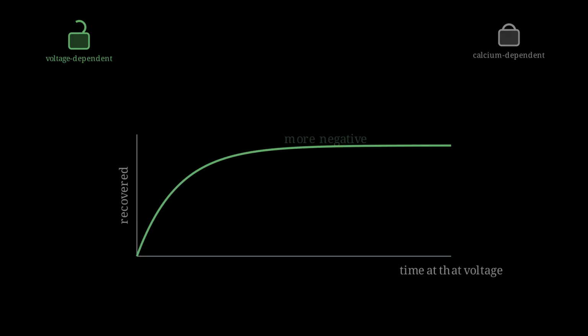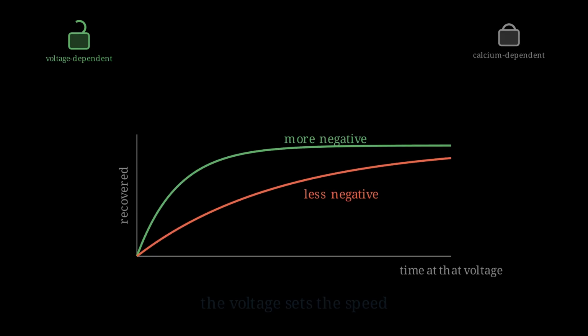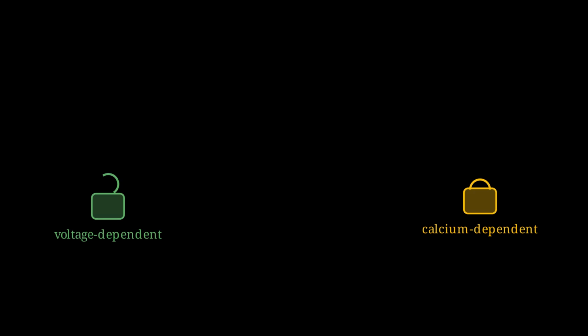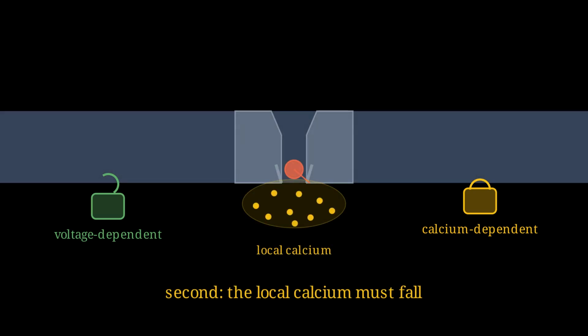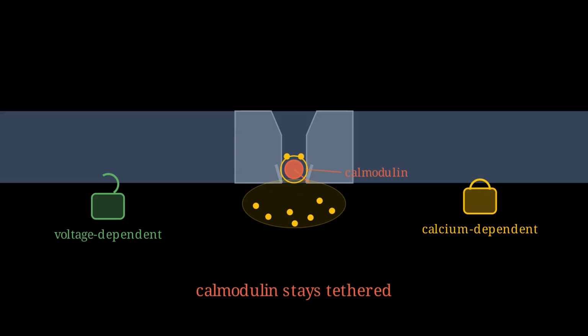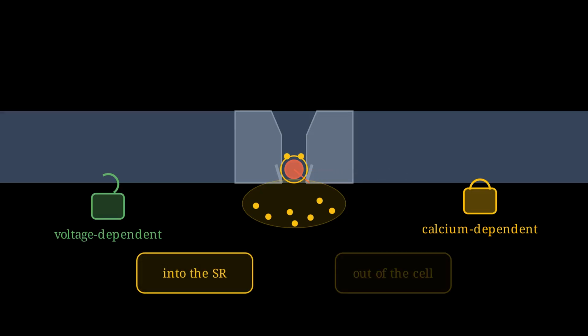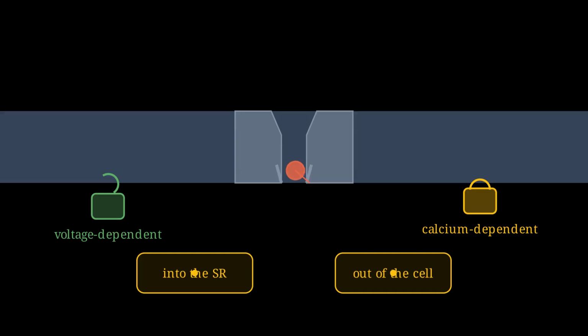But same as in inactivation, recovery is not instantaneous. The voltage determines the speed of recovery, and the channel must remain at that voltage for long enough. And second, to release the calcium-dependent inactivation, the local calcium concentration near the channel must fall. Since calmodulin remains tethered to the channel, the calcium bound to it must dissociate before inactivation can be relieved. That local calcium is cleared by the uptake into the sarcoplasmic reticulum and by the transport out of the cell.